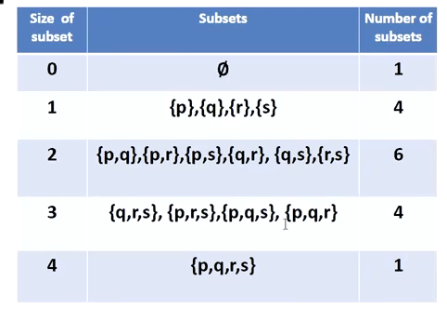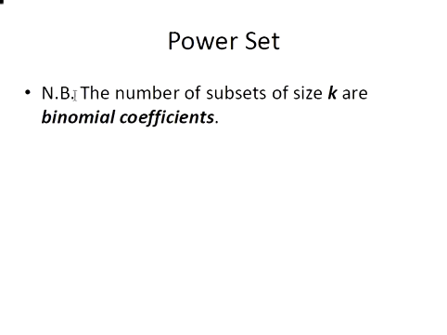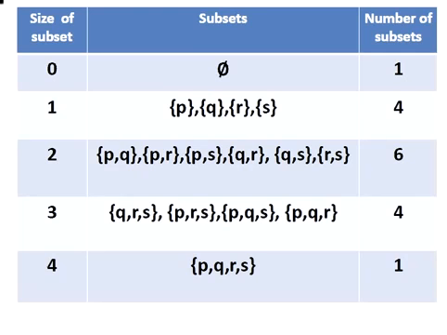And finally, just as a remark, the number of subsets of each size k are binomial coefficients. So if you're familiar with binomial coefficients, that's how you would automatically know that this is 1, 4, 6, 4, and 1. If you don't know what they are, not to worry. I won't get into them now.